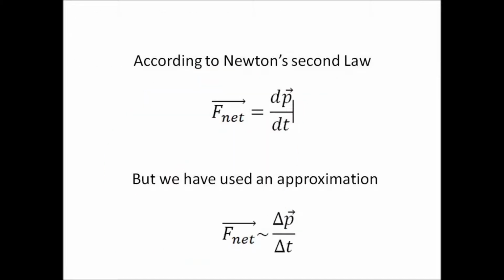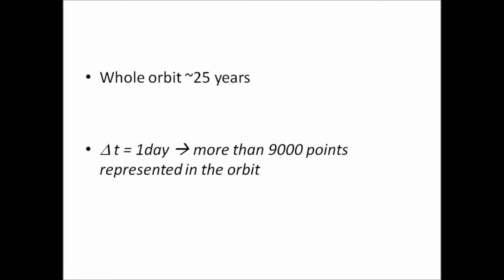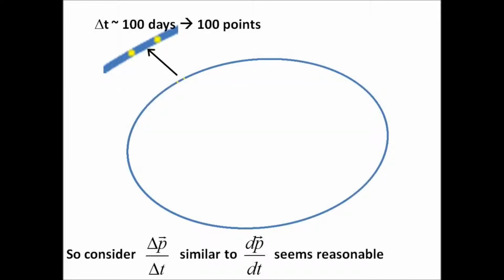According to Newton's second law, the net force is the derivative of the momentum with respect to time, but we have used an approximation, evaluating the variation of the momentum with time. The whole orbit takes around 25 years. As the time step is 1 day, it represents more than 900 points. As we can see in the image, this means that the points are very close, so considering the variation of the momentum similar to the derivative seems rational.